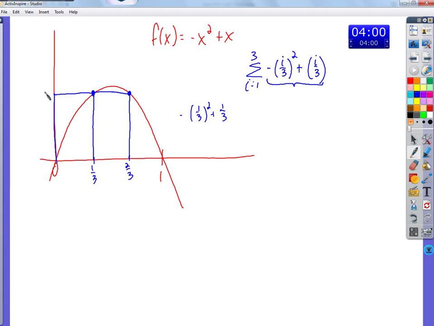If we want to find the area of a rectangle, what do we need? Height times... How wide is this rectangle going to be?